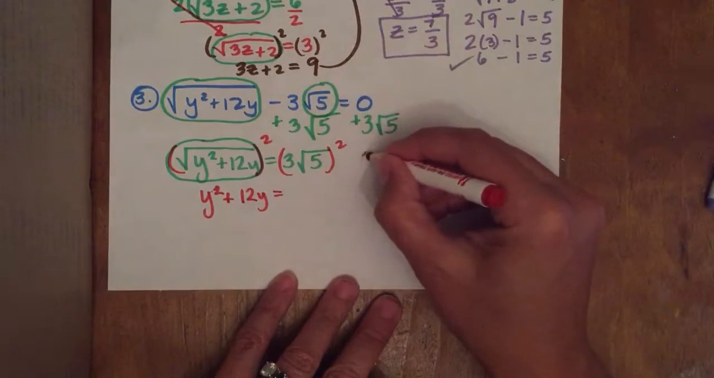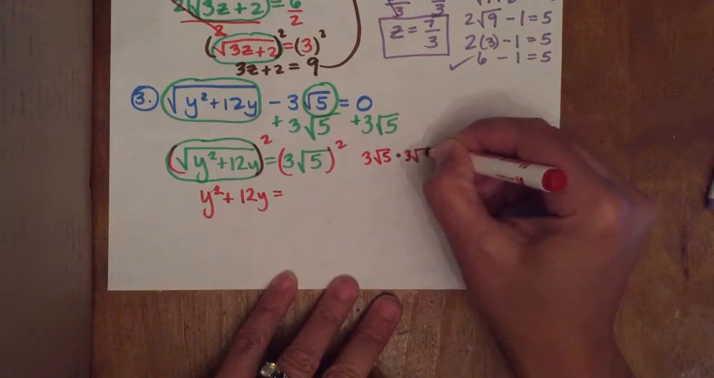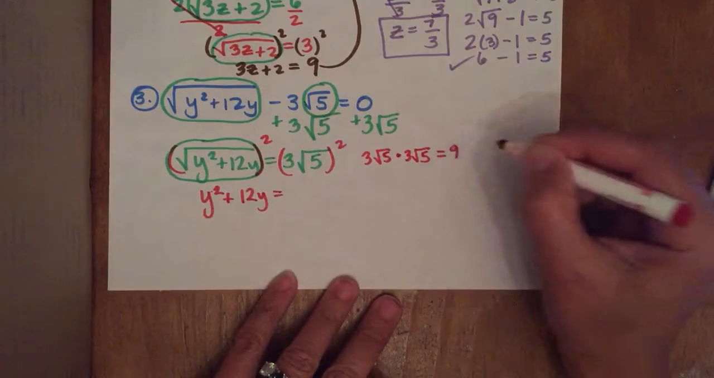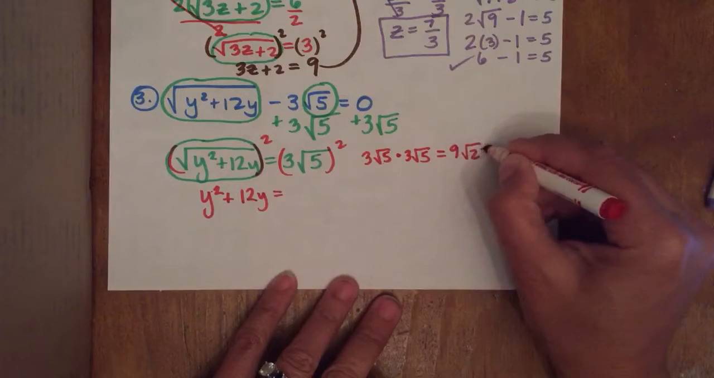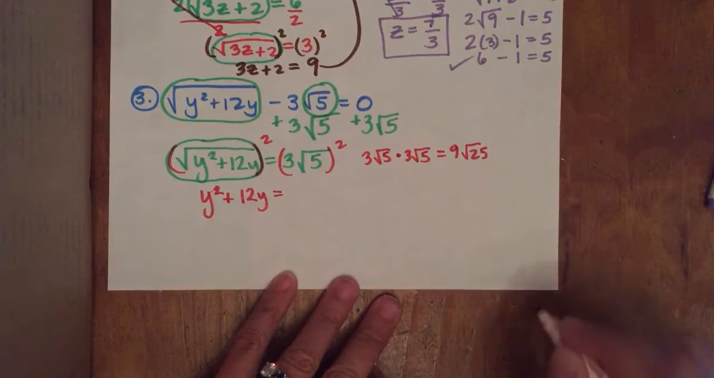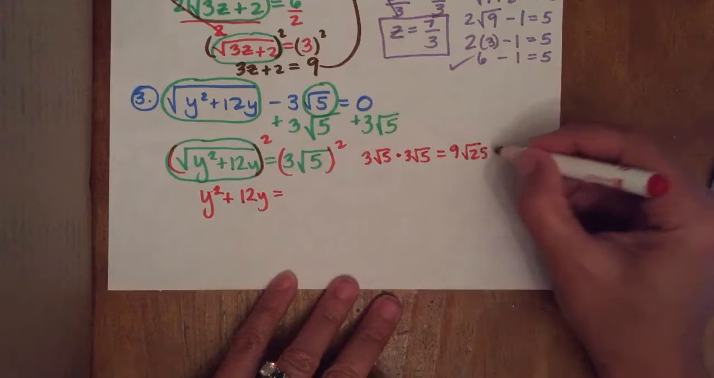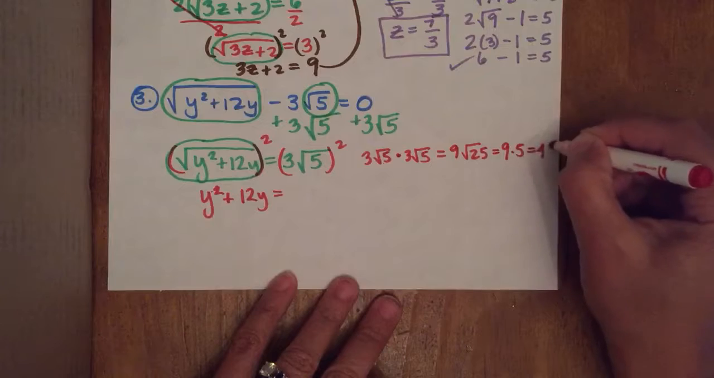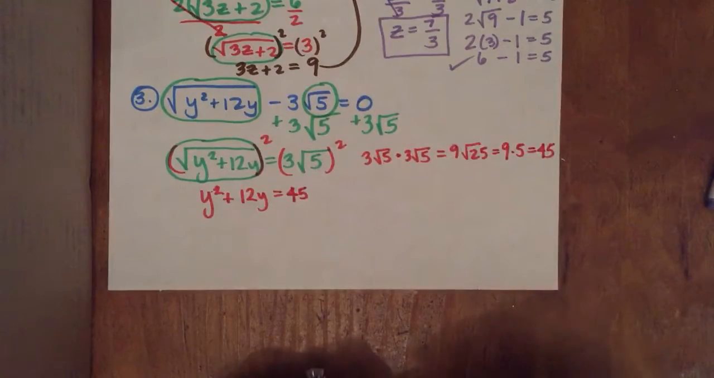Well, if you were to write that out, 3 times the square root of 5 times 3 times the square root of 5, you would actually get 3 times 3, which is 9, times the square root of 5 times the square root of 5, which is the square root of 25. Because remember, you can multiply radicals together. The square root of 25 actually is 5, so you have 9 times 5, and that would give you 45. So 45 is my constant term on this side.